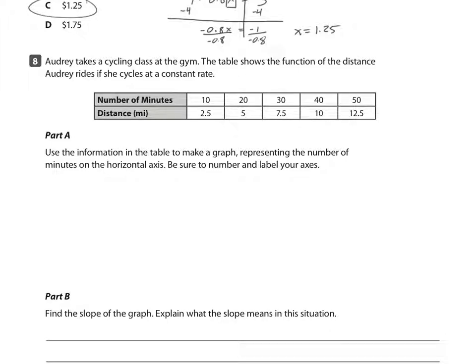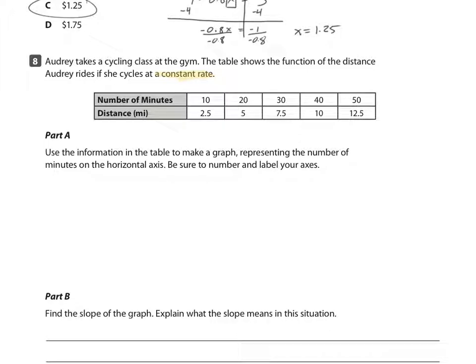Number 8 says, Audrey takes a cycling class at the gym. The table shows a function of the distance Audrey rides if she cycles at a constant rate. So we need to highlight constant rate. So that means that there's going to be a slope. So we have our table. These are all the information we need.